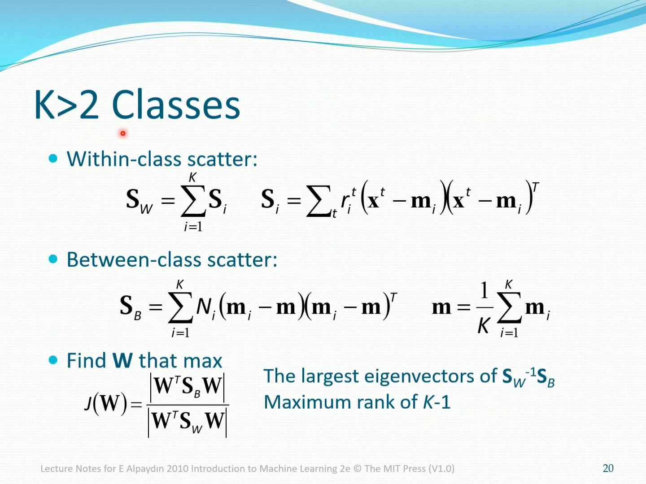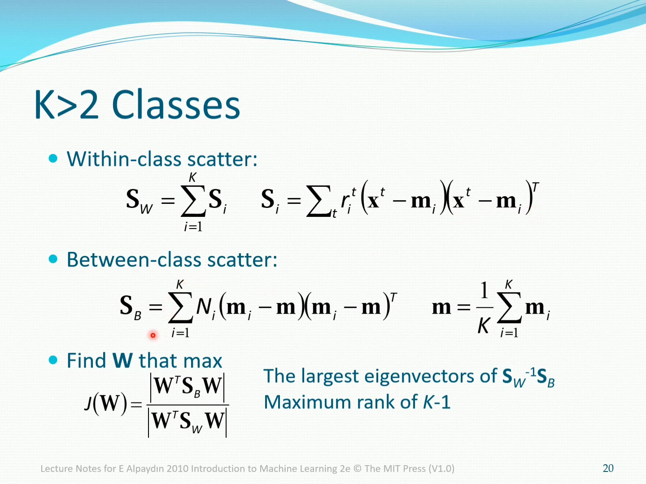For K greater than 2 classes, the within-class scatter is S_W = Σ (i = 1 to K) S_i, where S_i = Σ_t r_i^t (x^t - m_i)(x^t - m_i)^T.